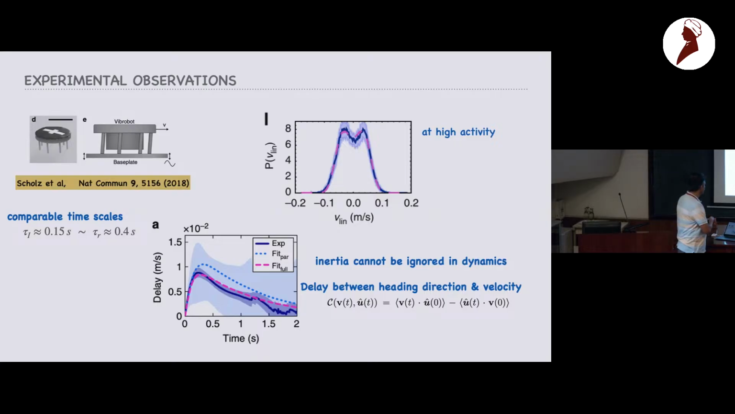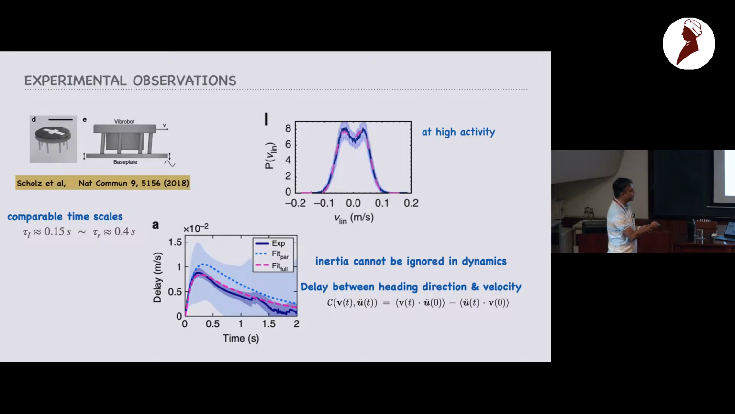And the other thing they measured is a delay function. If you think about an overdamped active particle system, then the active orientation in which the self-propulsion happens and the actual displacement of the particle both happen exactly in the same direction. But for this inertial system, there is an inertial time lag. So as a result, what can happen is that the activity may act in this direction, but the particle may move in a slightly different direction.